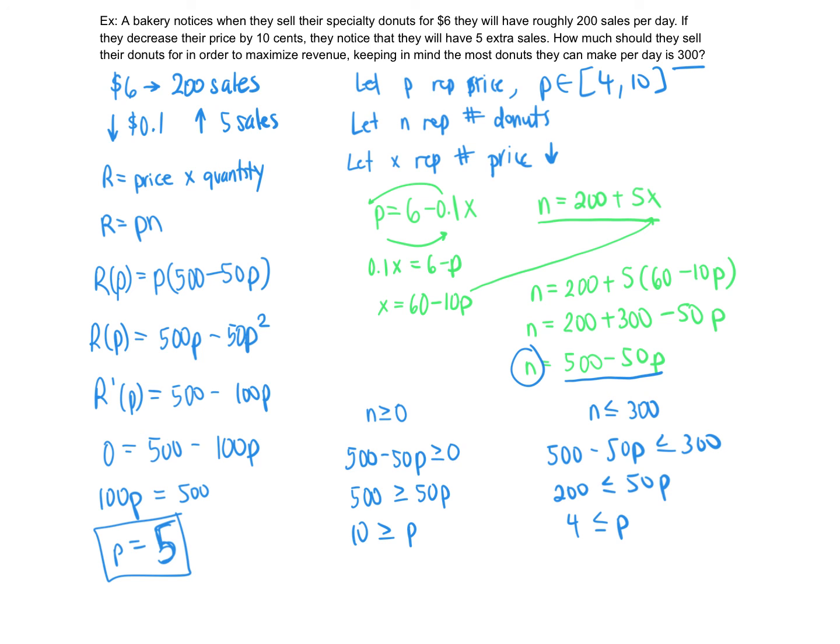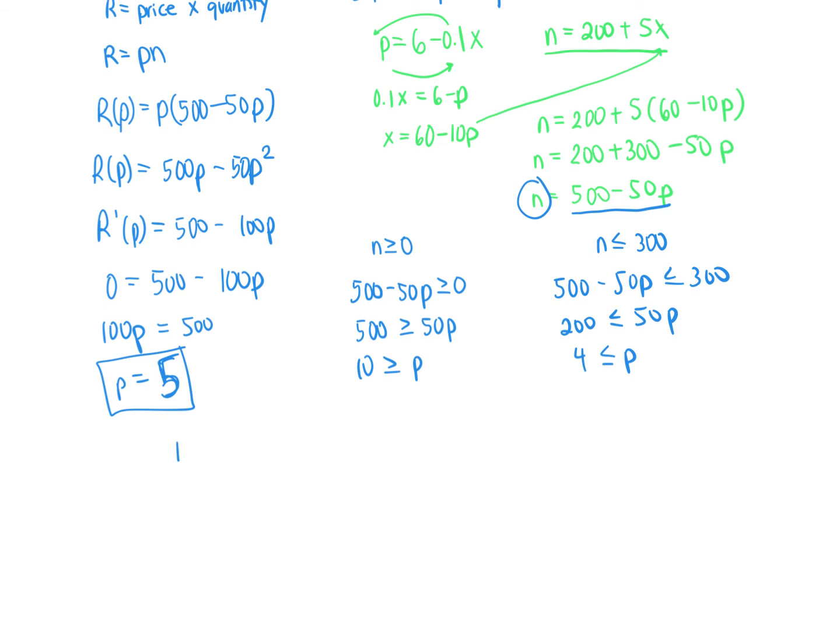We do have to test. Maybe the best price is 4 or 10. So I'm going to test revenue at 4, revenue at 5, and revenue at 10. I'm plugging in my test values here. So when I plug in 4, I get 1,200. Not bad. When I plug in 5, my critical point, I get 1,250. So that's better. And if I plug in 10, I get 0.